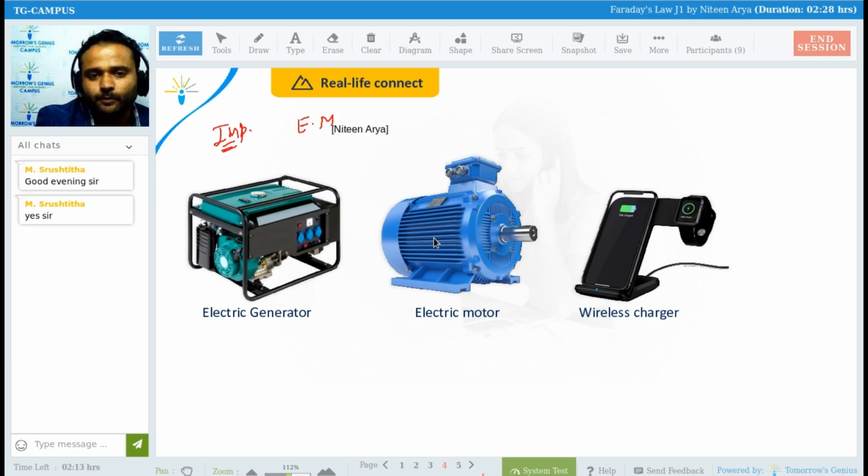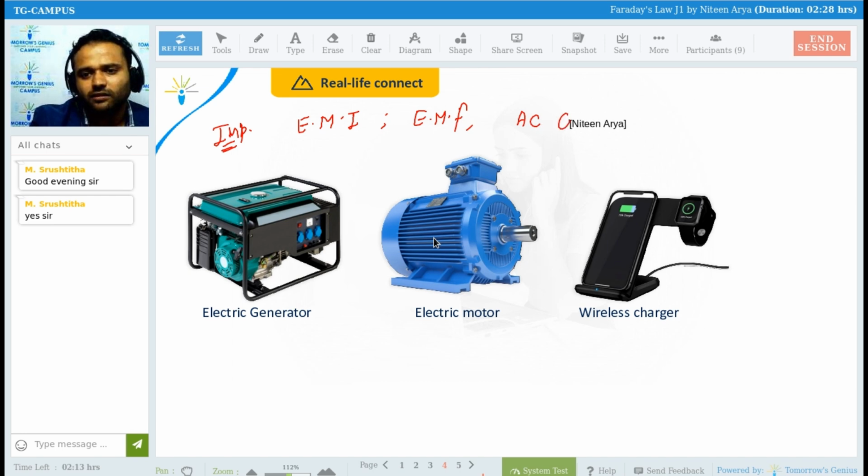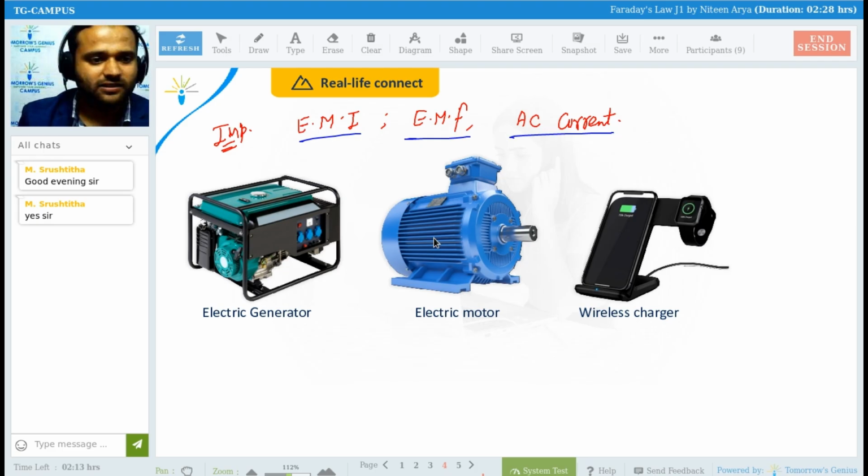What is this? EMI. Okay, let me write the name first. EMI, EMF, Lenz's law, eddy current, AC current. Basically, electric generators, electric motors, and wireless chargers are based on these particular principles that we're going to discuss: EMI, EMF, AC current, with the help of simple techniques and practices. Is this clear, everyone?